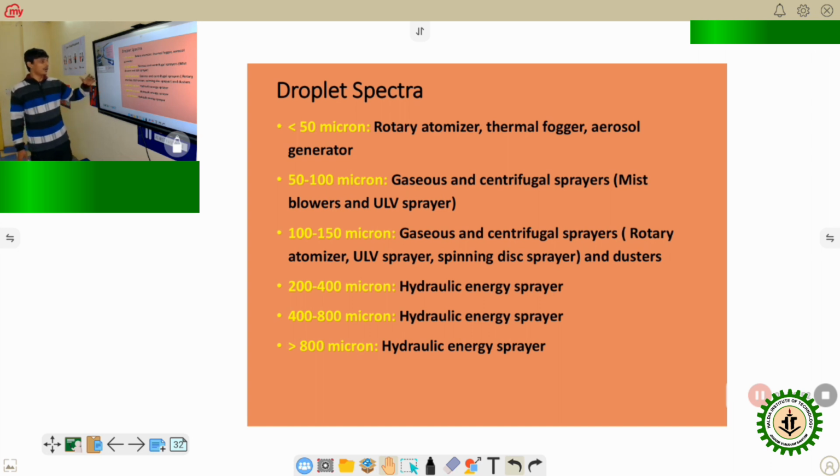Whenever it comes to above 200 to 400 microns, then we go for hydraulic energy sprayers, and for 400 to 800 microns. Above 800 microns also, we use hydraulic energy sprayers.